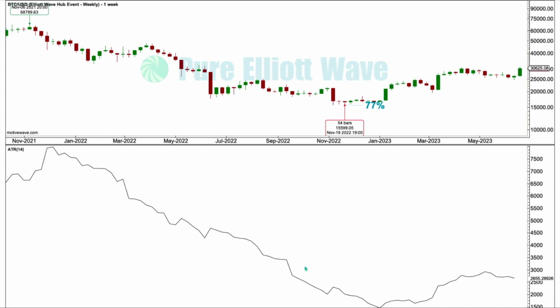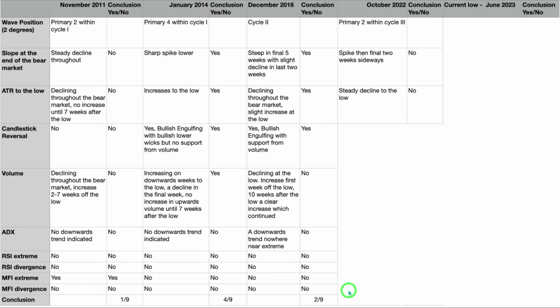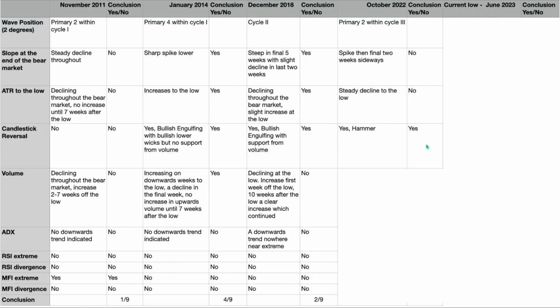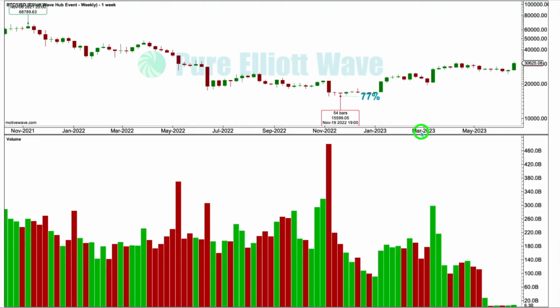ATR, steady decline throughout this bear market. No spike in range and volatility at the end, so nothing changed at the end to indicate that something was different. There's a candlestick reversal pattern. It's a hammer candlestick, this one right here, but that's not the strongest candlestick reversal pattern. So yes, we do see it, but it's not as strong as a bullish engulfing pattern with push from volume.